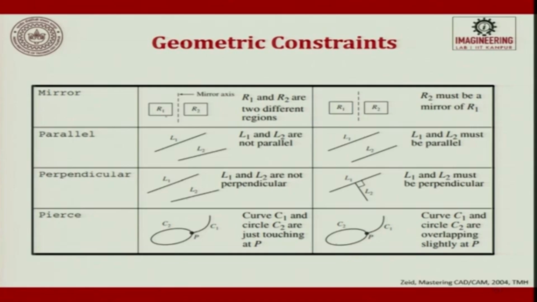Again, mirroring can be done. R1 and R2 are two different regions, it is fixed. Parallel can be done. L1, L2 are not parallel, it can be made parallel. Perpendicular, when I talked about line definition, I told these things. L1, L2 must be perpendicular, then it is pierce. Pierce means curve C1 and circle C2 are touching at a point P. So, curve C1 and circle C2 are overlapping slightly at the point P. This touching need not be there, when you zoom in and see, it might not be touching, but here it will make sure it touches the curve.